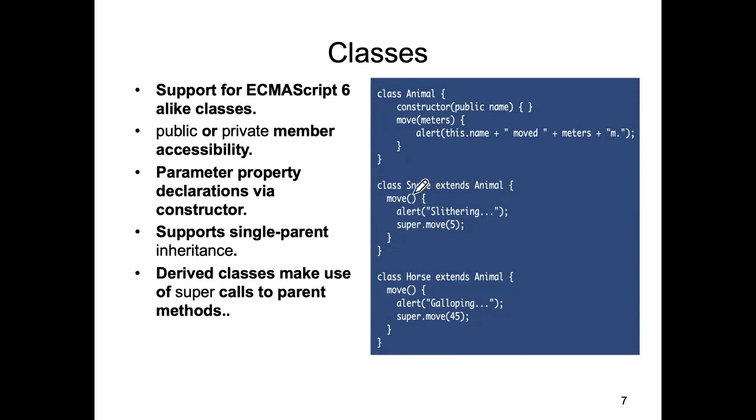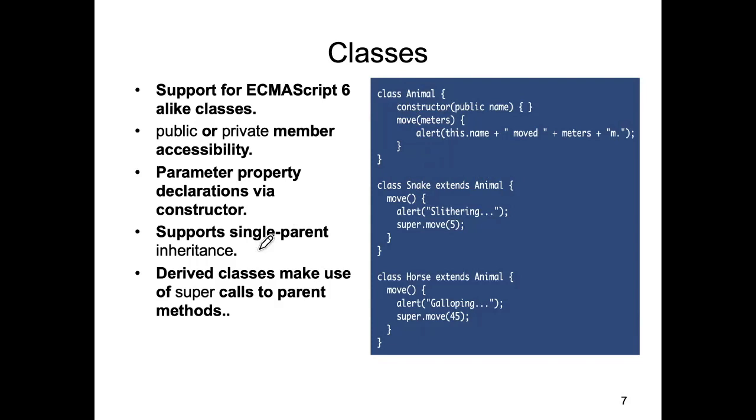So here we have an example of an animal class, and we have a snake class that extends animal, and we know what that means. So it's just straightforward inheritance, but it's single inheritance. Am I right about that? Oh yeah, single inheritance is what the language supports.